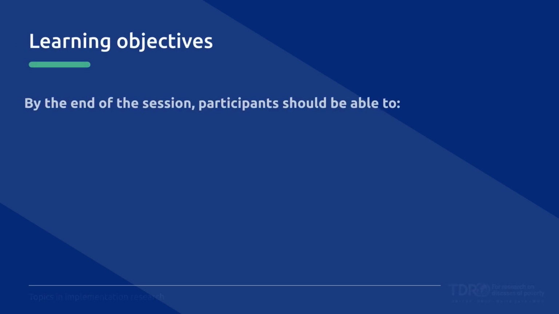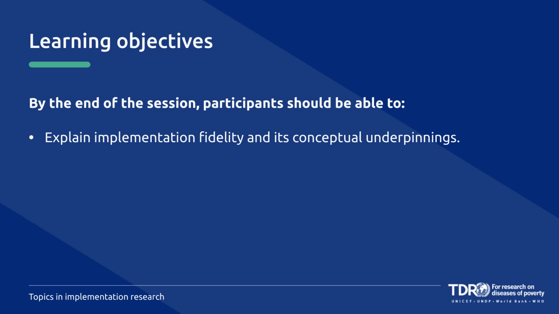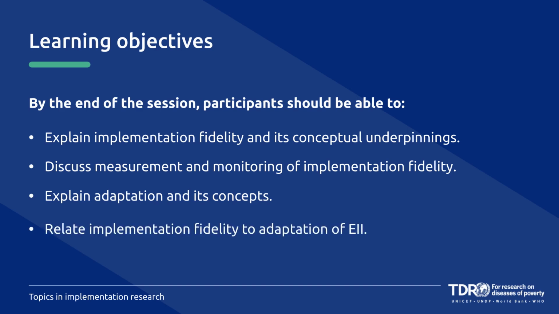The aim of this chapter is to explain implementation fidelity and its conceptual underpinnings, discuss measurement and monitoring of implementation fidelity, explain adaptation and its concepts, and establish connections between implementation fidelity and the adaptation of evidence-informed interventions.